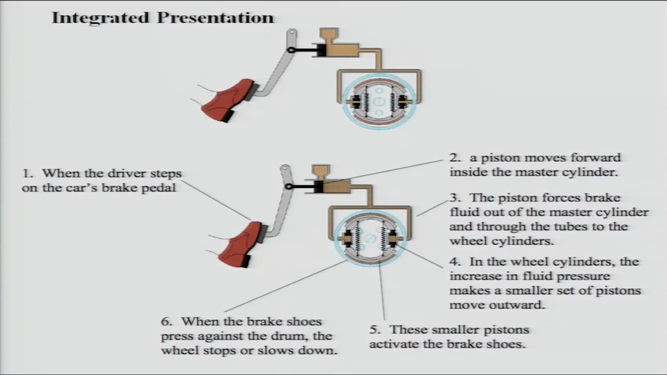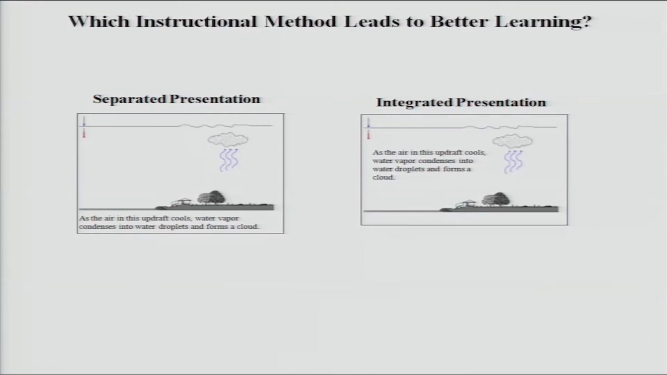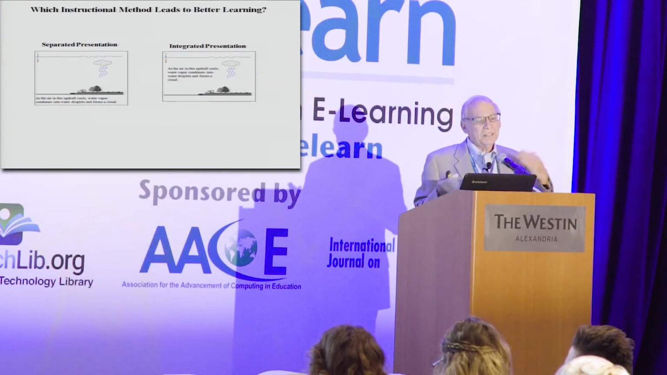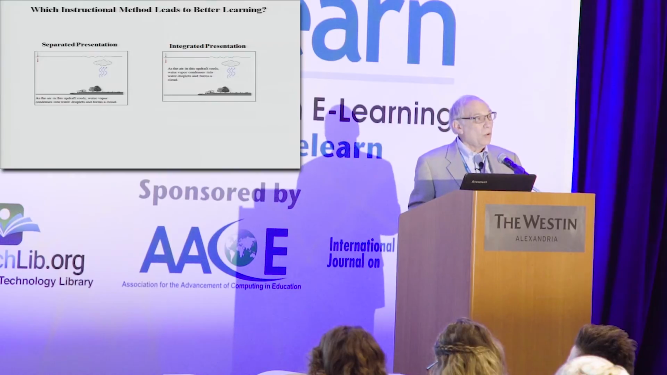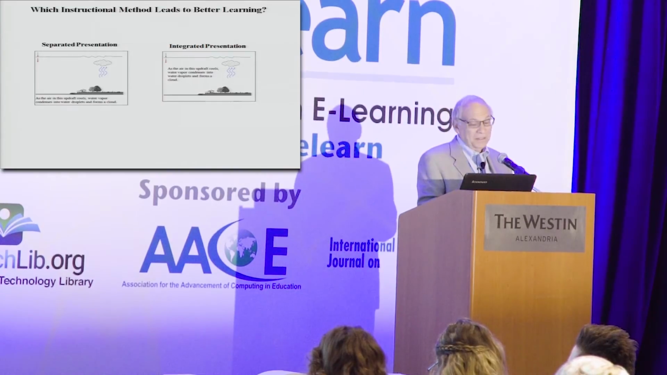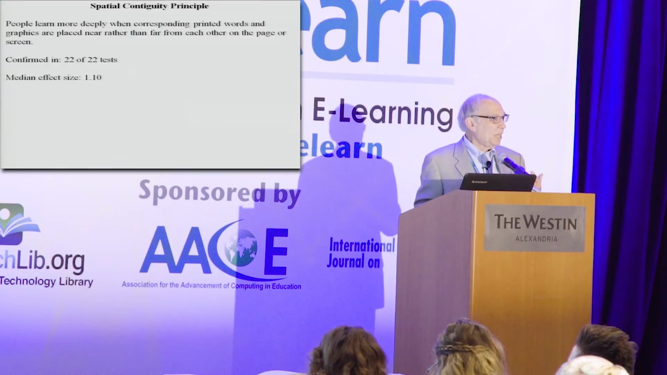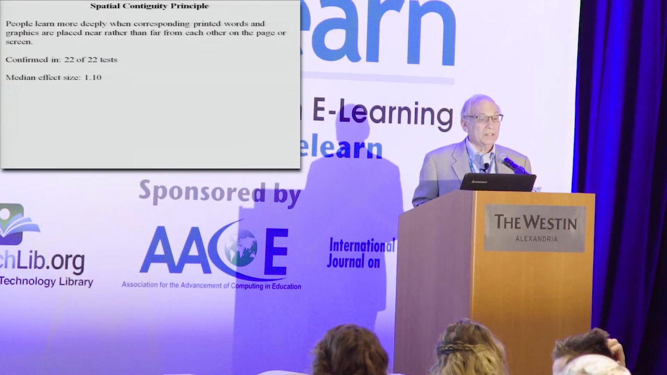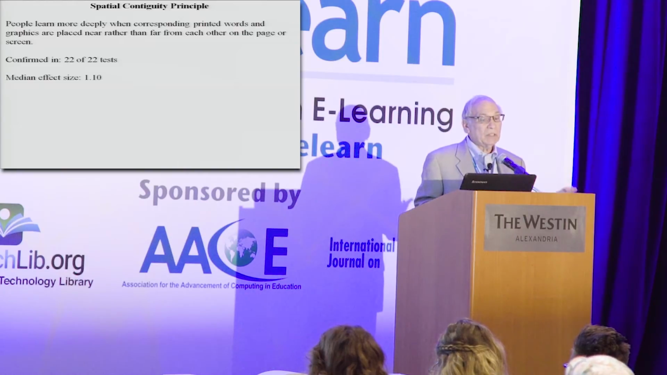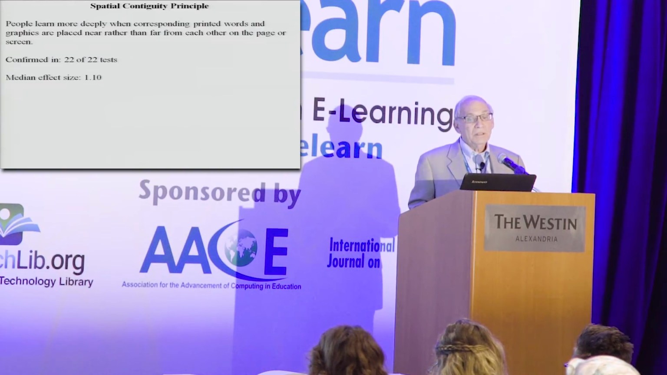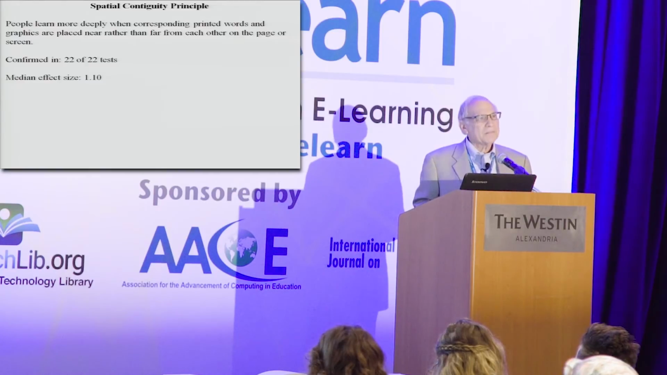So this I call spatial contiguity because we're putting the words next to, or contiguous with, the part of the graphic they're talking about. We can have the same thing with an animation. This is, again, one on lightning formation. We can have the words at the bottom of the screen as a caption, or next to the thing they're talking about, in this case, the updraft. In 22 out of 22 tests that have been done, we get a very strong effect size, greater than 1, where people learn more deeply when printed words are put next to the part of the graphic they're referring to rather than far away. Is that making sense?